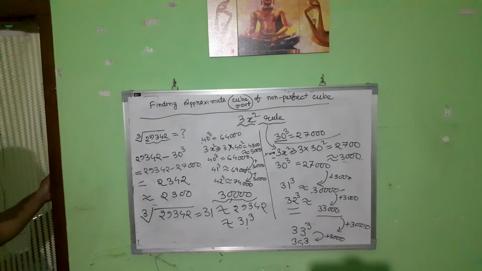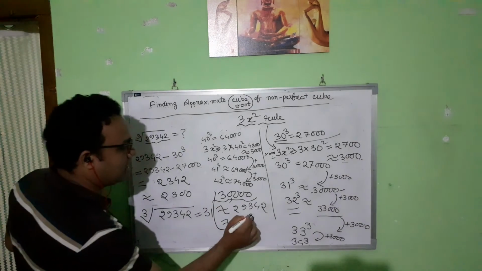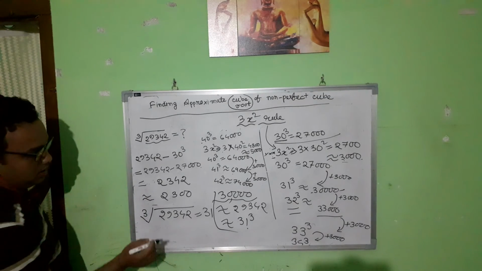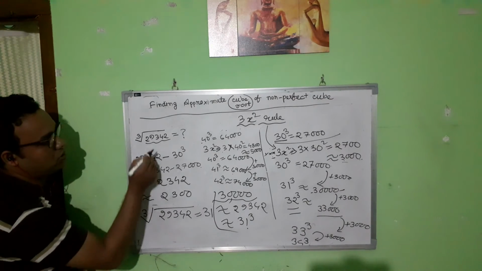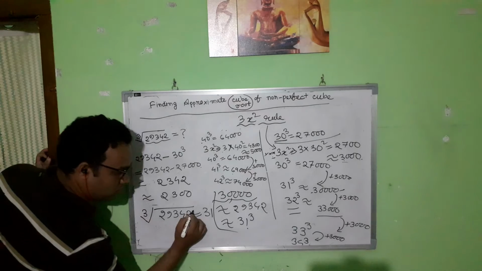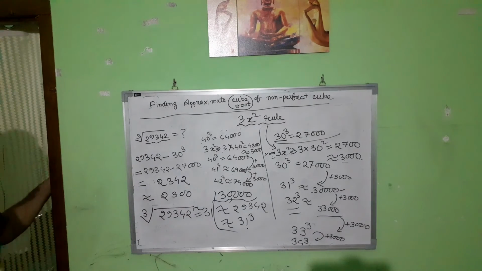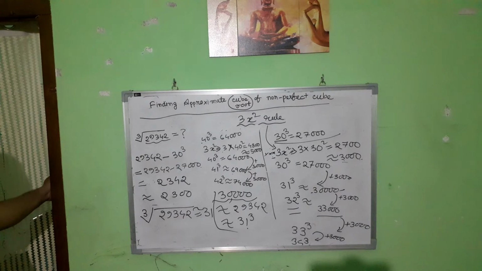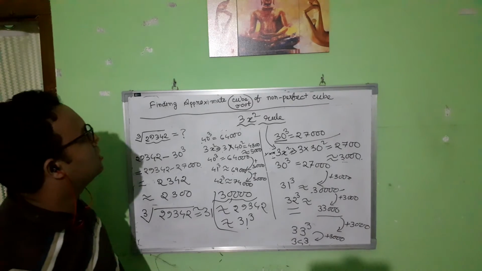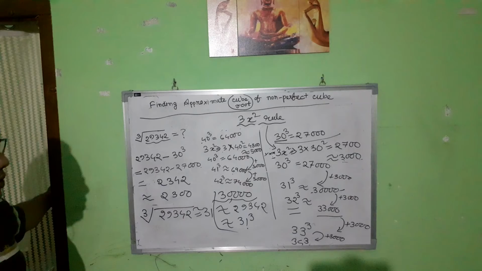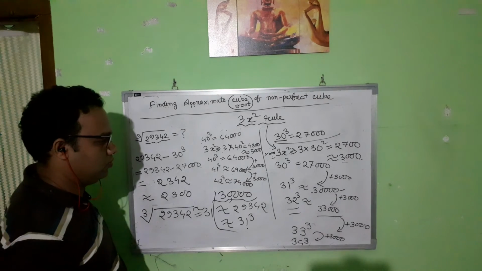So from this, what conclusion can I come to? I can conclude that the cube root of 29342 will be really close to the number 31. So you can apply this formula for finding the approximate cube root of any non-perfect cube.